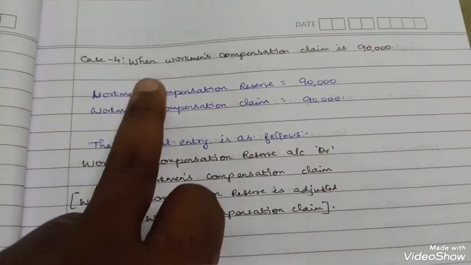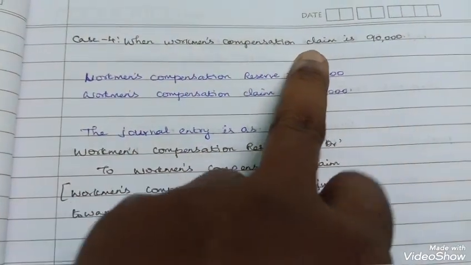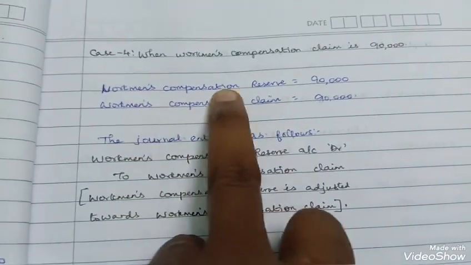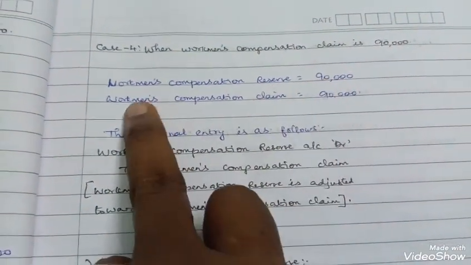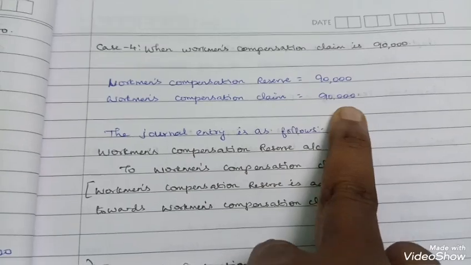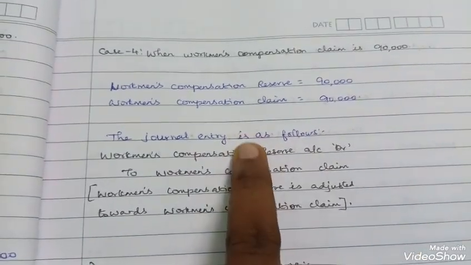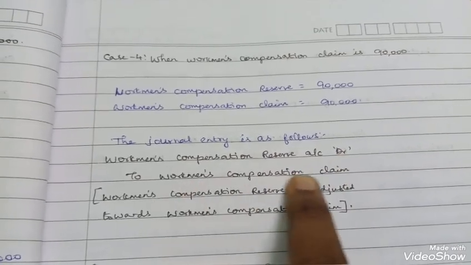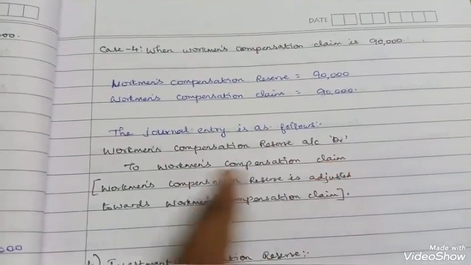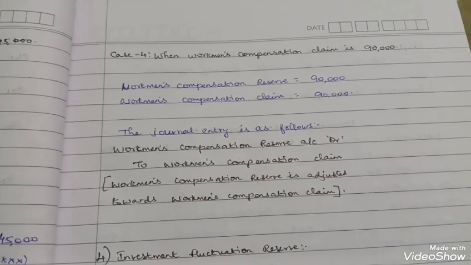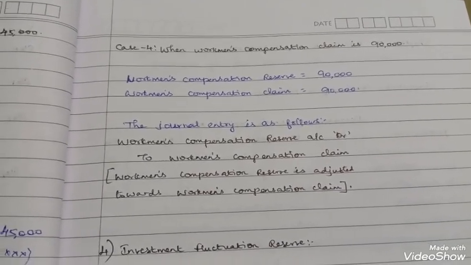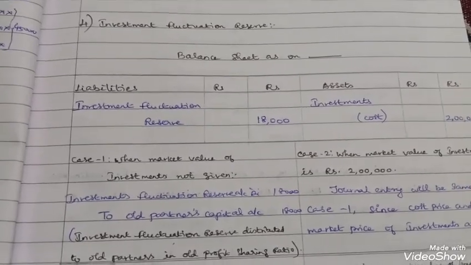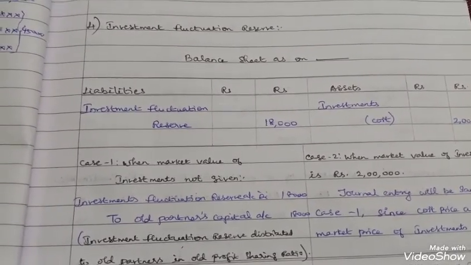Then case 4, when the workman compensation claim is 90,000. The workman compensation reserve is 90,000 and the claim is also 90,000. So the journal entry should be workman compensation reserve account debit to workman compensation claim account. The reserve and the claim are the same, so it's easy: they are entirely spending the reserve for the claim. That's all.